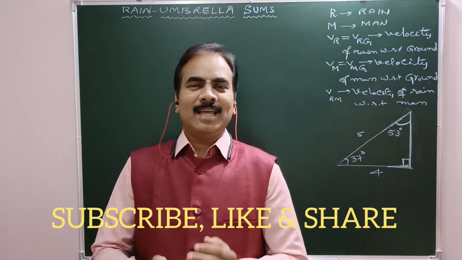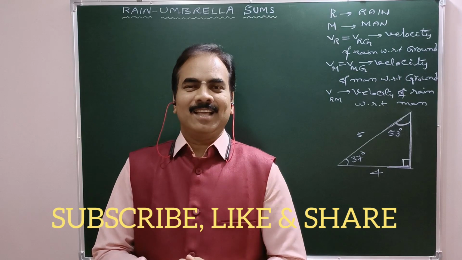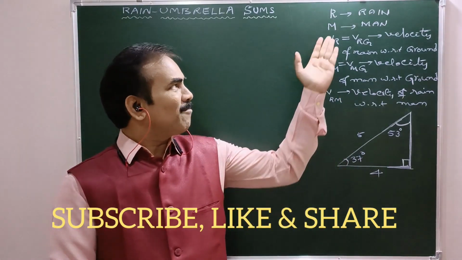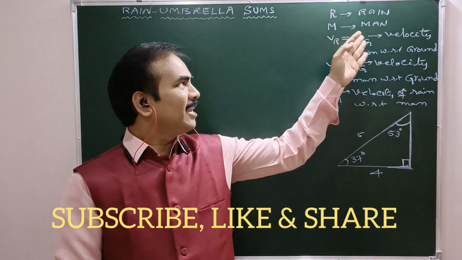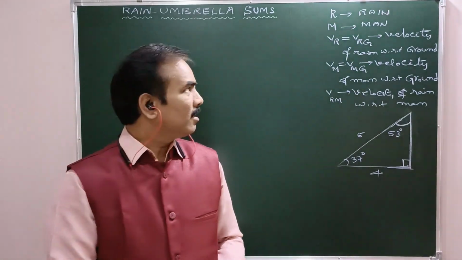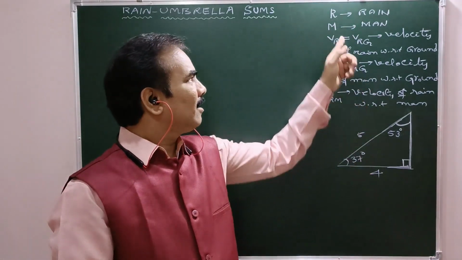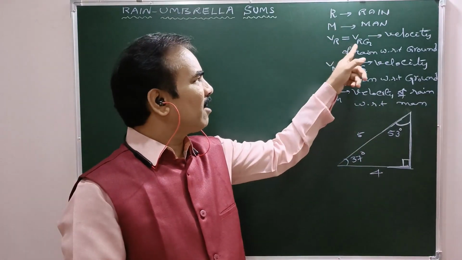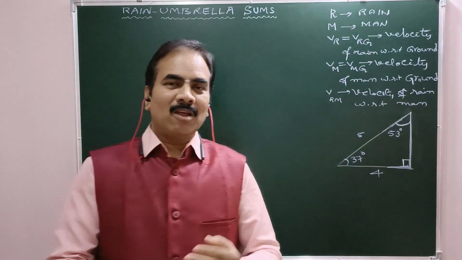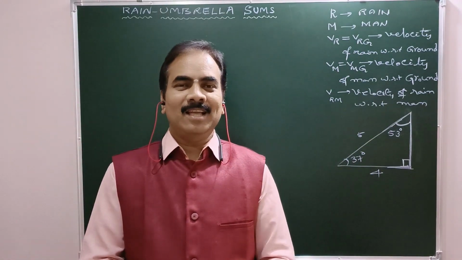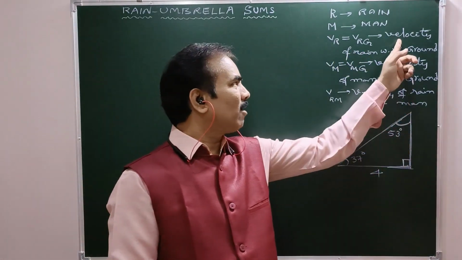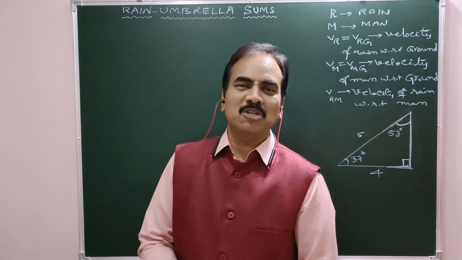Today I came up with a wonderful topic, that is rain umbrella sums. Some alphabets are written on the top here, which we are going to use in this topic. R means rain, M stands for man, VR means velocity of rain with respect to ground. Velocity of any body with respect to ground is the absolute velocity. So VR or VRG, both are one and the same, that is the absolute velocity of rain.